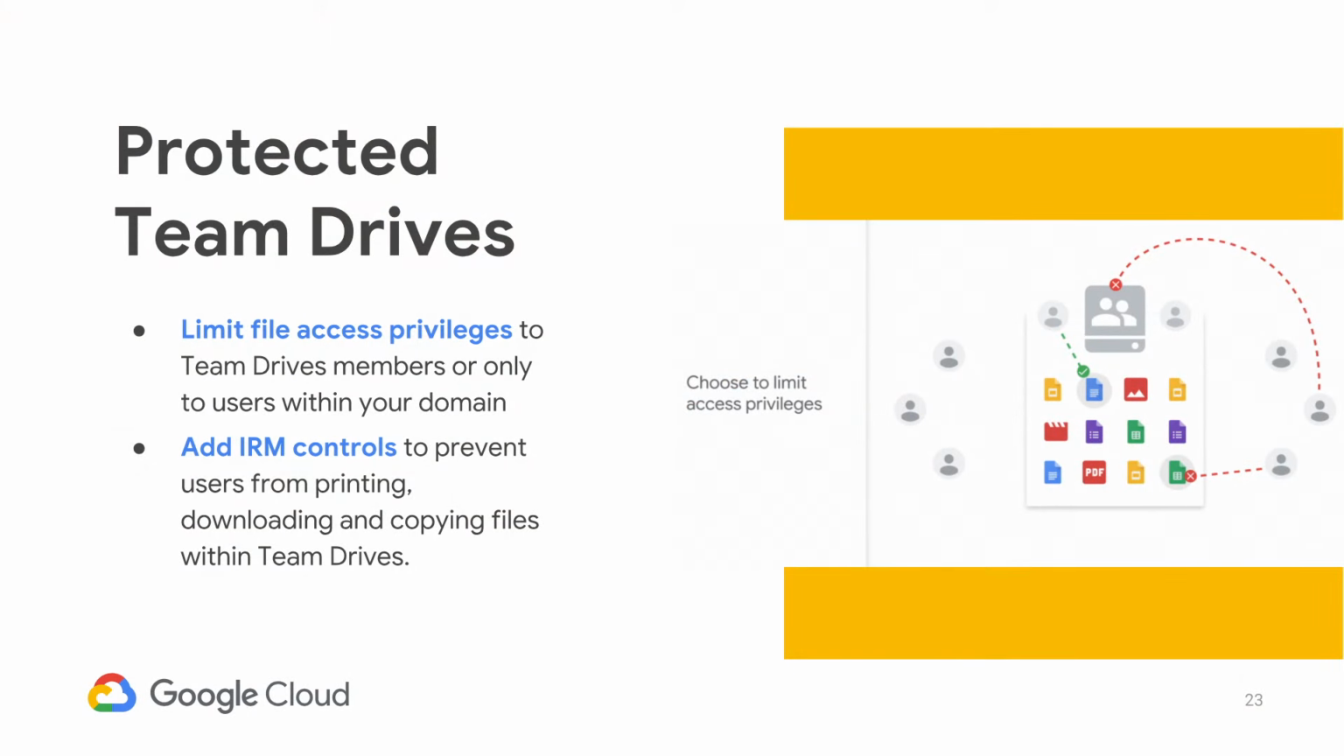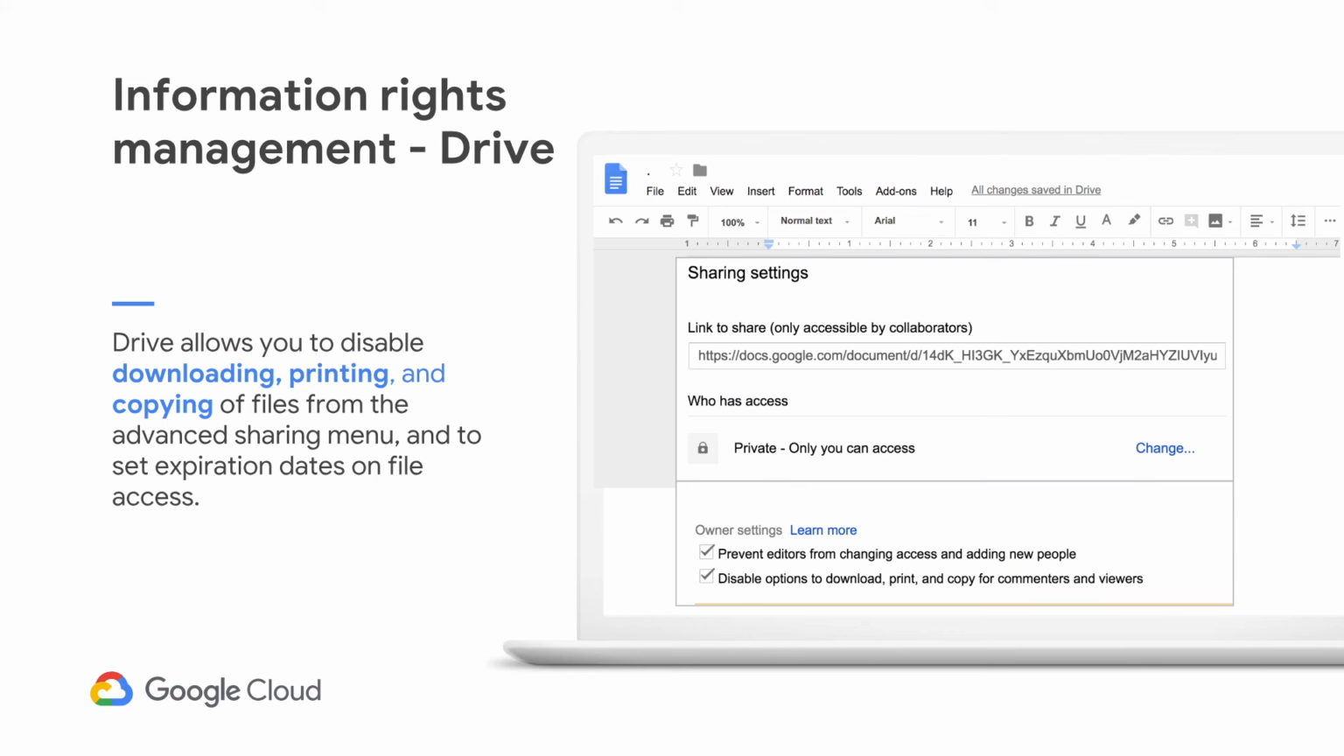And it also adds additional information rights management controls, both for the admin and the user. And here I'm showing how it looks from the user perspective. First of all, by default, a file is only accessible to the user who created it, and they have to take additional actions, additional clicks, if they want to share it with others. And again, both administrators and users can very easily, by checking checkboxes, disable downloading, printing, and copying files.